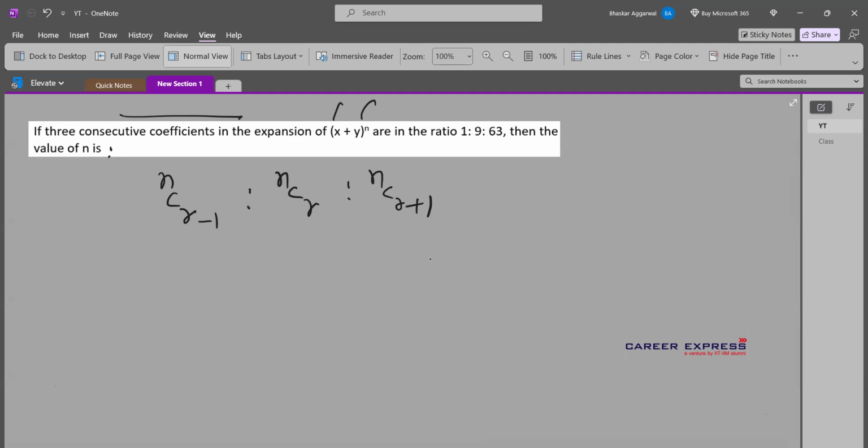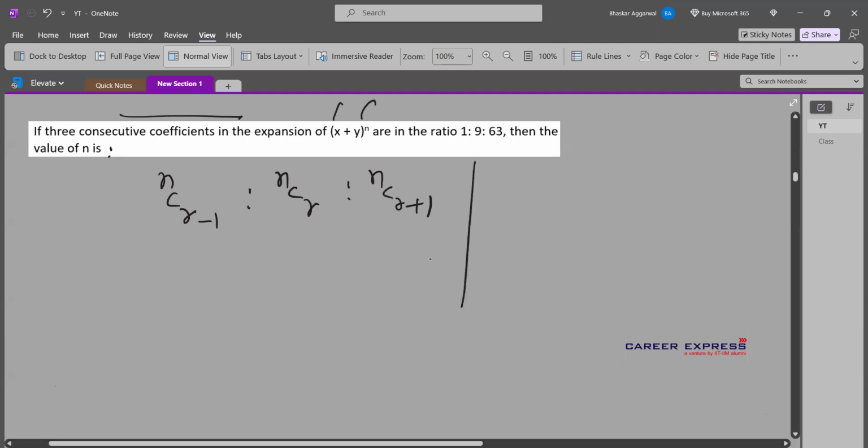Now, the ratio of two consecutive coefficients in binomial theorem, nC(r-1) and nC(r), the ratio of these two is r upon n minus r plus 1. We can use this information to solve this question. This question becomes very easy.